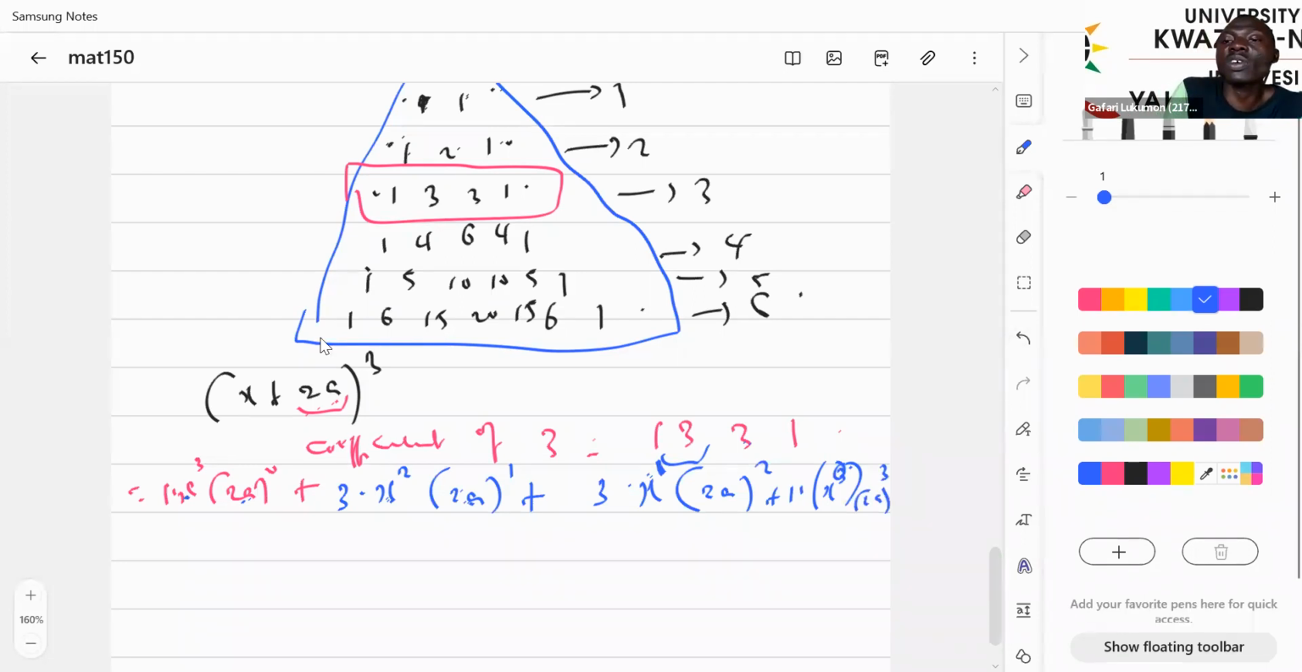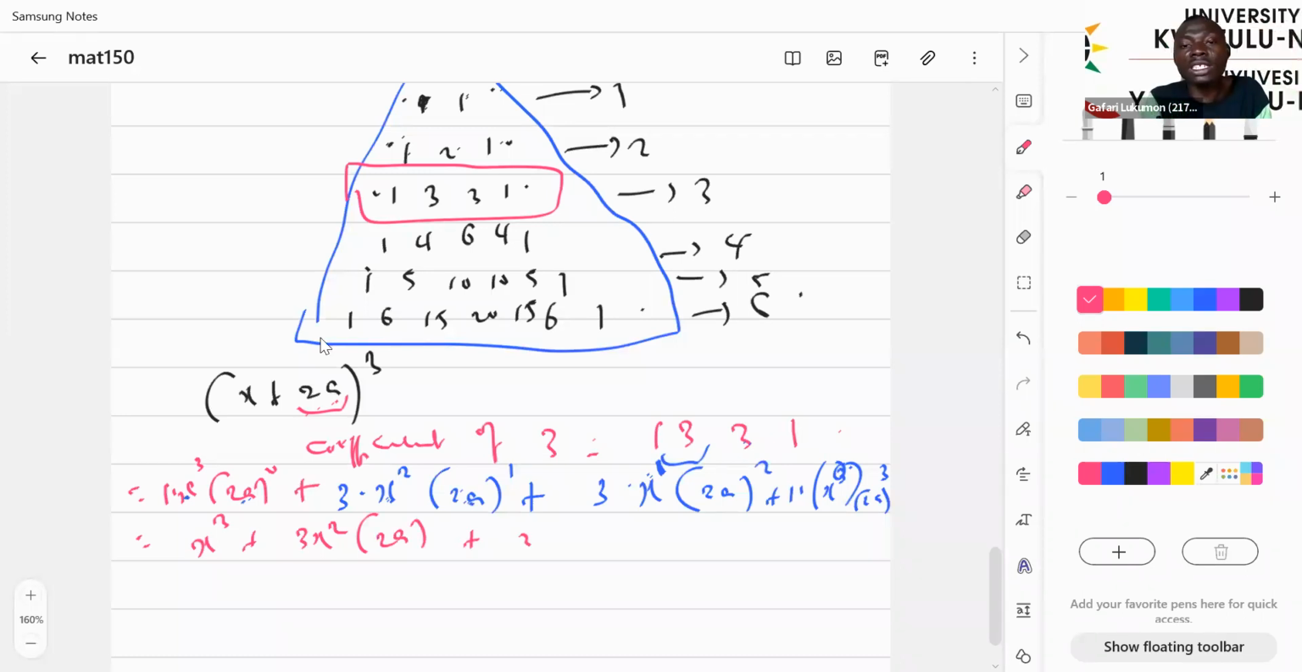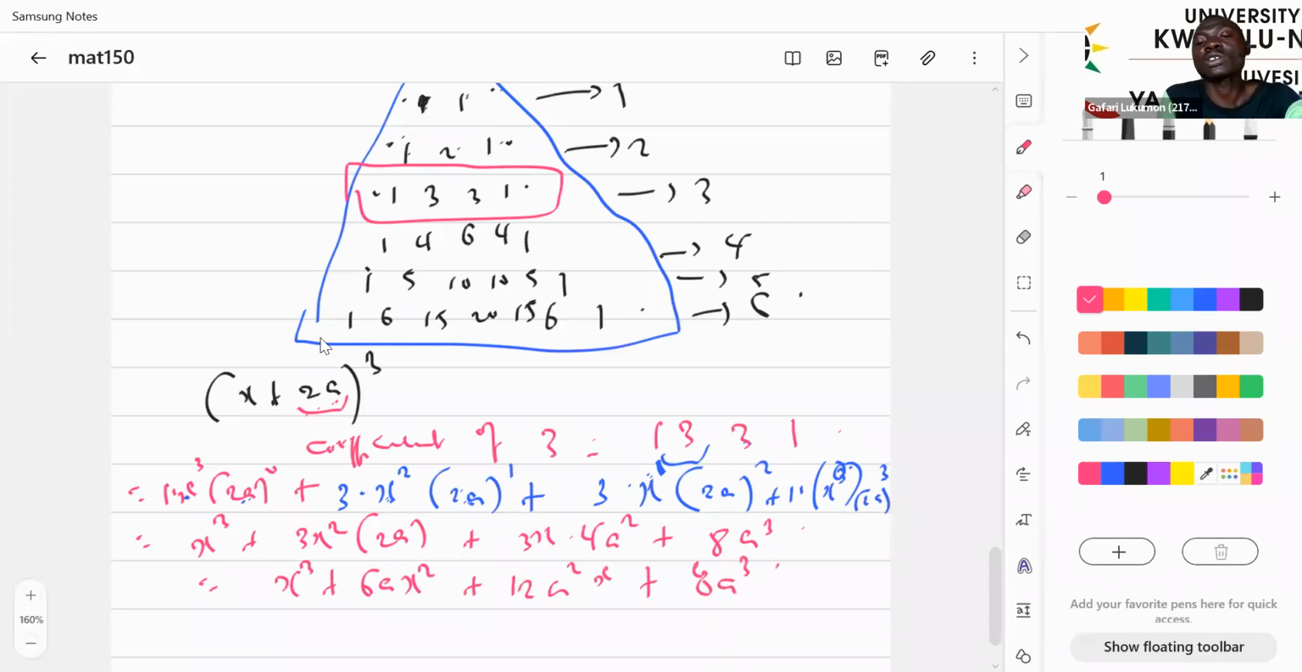So if you simplify it further, I'm going to have, you know this is 1, x raised to power 3, and any number raised to power 0 is 1. Then plus 3x squared times 2a, then plus 3x times 4a squared, then plus 8a raised to power 3. And this will now give me x cubed plus 6a x squared plus 12a squared x plus 8a cubed, everything raised by 3.